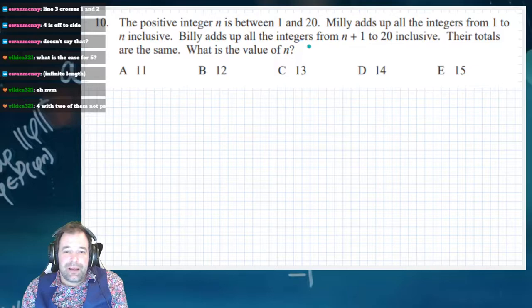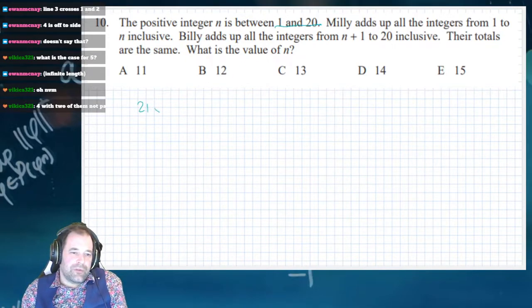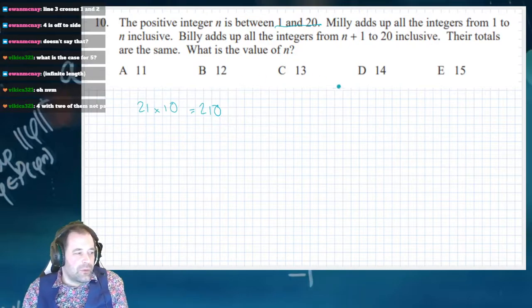Am I just going to have to work some stuff out here? Do I know what the 20th triangle number is? I don't. So the sum of all the numbers from 1 to 20 is 21 times 10, so it's going to be 210. The way I've got that is 20 and 1, 19 and 2, 18 and 3, 17 and 4, and you get 10 pairings of 21. So the sum is 210.